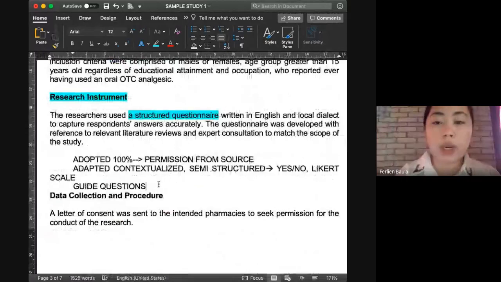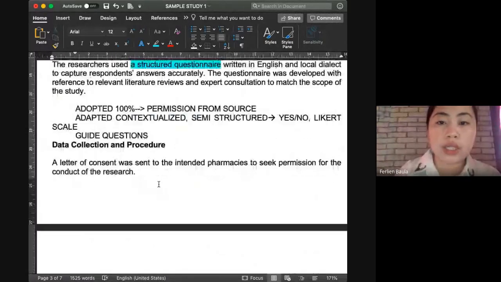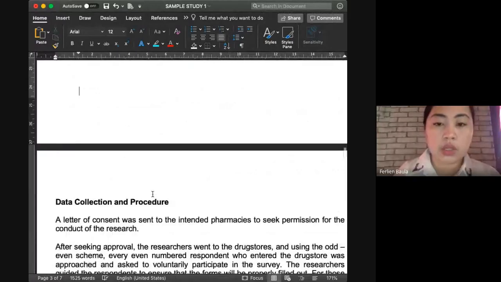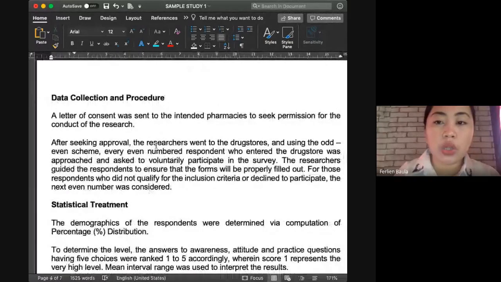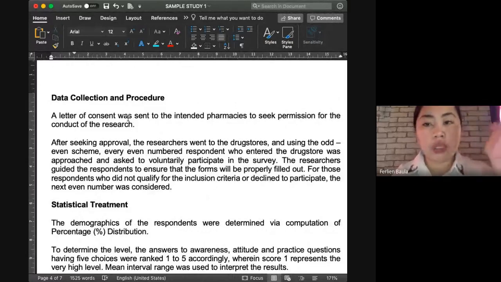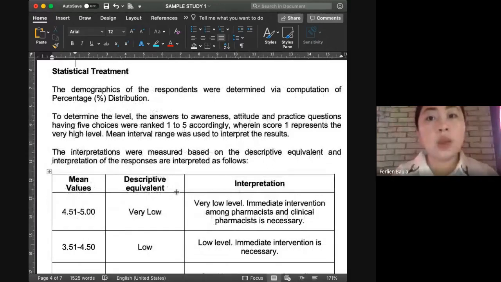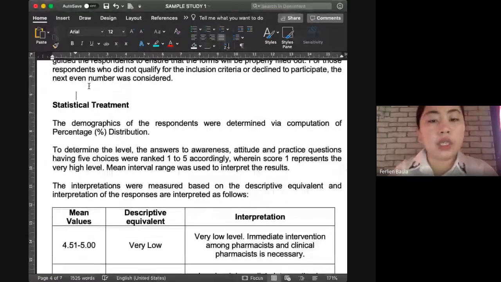Okay. The next part of the research methodology is the data collection and procedure. So dito, isusulat ninyo ano yung simula, first letter of consent, and then the next step. So ano yung pagkakasunod-sunod na gagawin ninyo. And the last portion of your research methodology is how you will process your data. So, data processing.